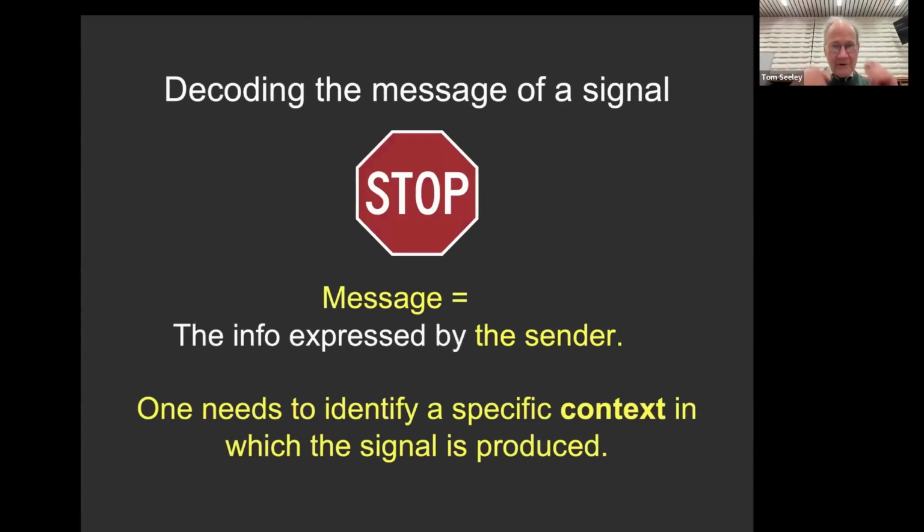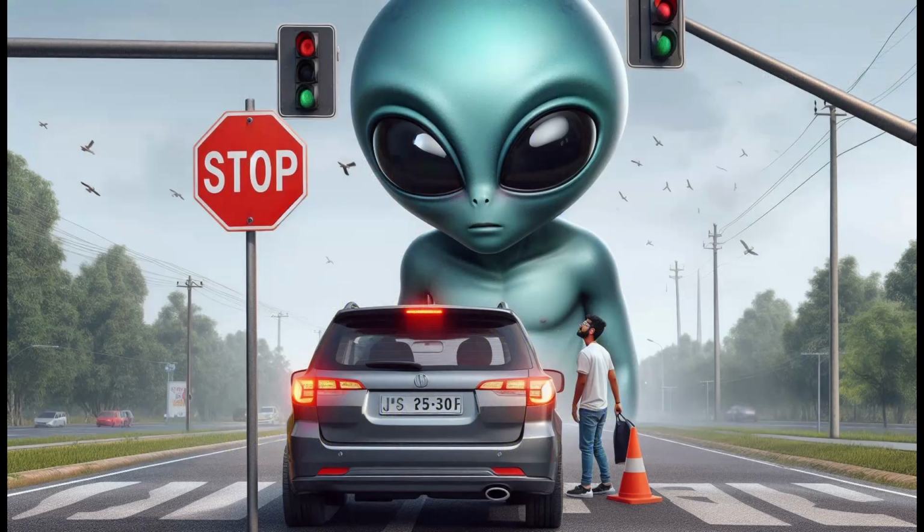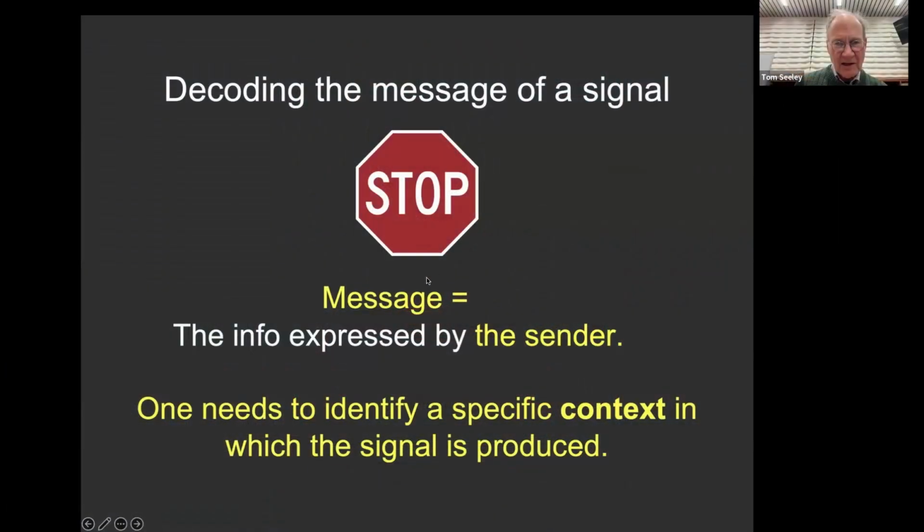In principle, whenever a human being wants to decode the message of a signal produced by some other creature other than a human being, we have to identify a specific context in which the signal is produced. Imagine, for example, you were a Martian and you came down to planet Earth and you saw people in these little metal boxes that had wheels on the bottom. And whenever one of those little metal boxes with the earthlings inside it came up to a thing that looks like this, the little car, you might call it, stopped moving. And so that Martian could figure out, oh, that sign is a stop sign.